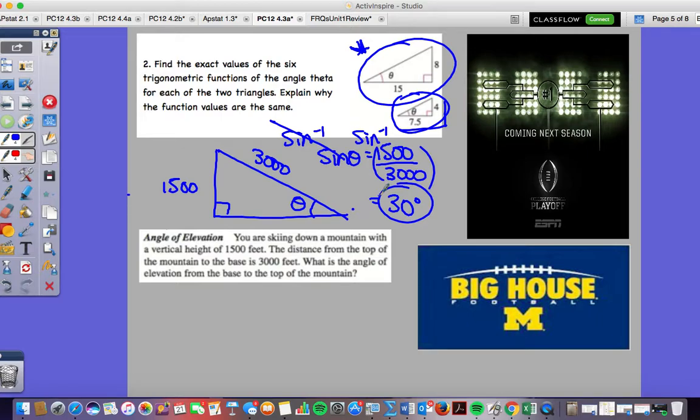How would I write that? If I said cosecant and I wanted to use sine, it would be the same as 1 over sine of theta. Cool? Do you see the difference? And I see why you would use that. Cool. Questions on that? We're good? Okay, last one.